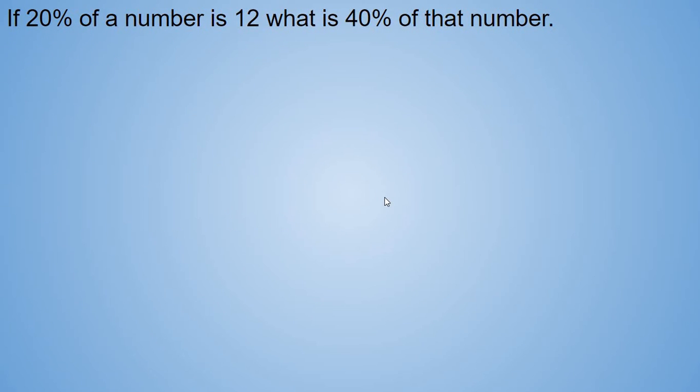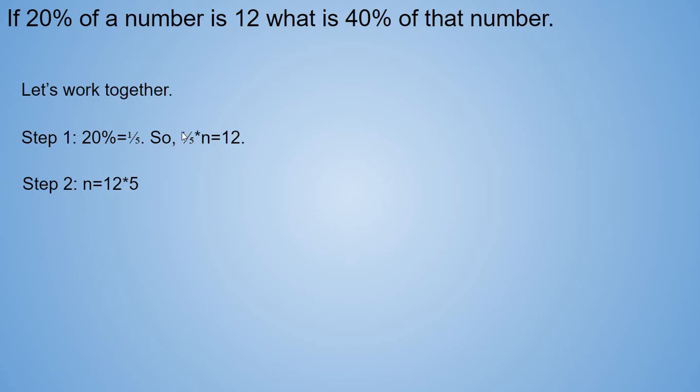If 20% of a number is 12, what is 40% of that number? Let's work together on this one again. So, we know that 20% is 1/5. And in order to figure out the number, let's do the first step. 1/5 times n is 12. We know that. That's the percentage formula. And then I brought 1/5 to the other side, which becomes, since it's division on the other side, the opposite operation again, which is multiplication. So n equals 12 times 5.